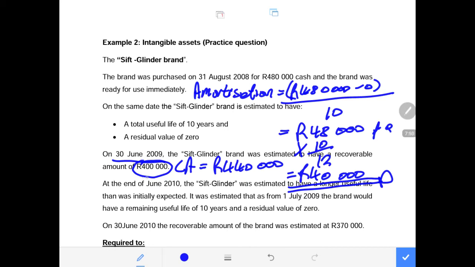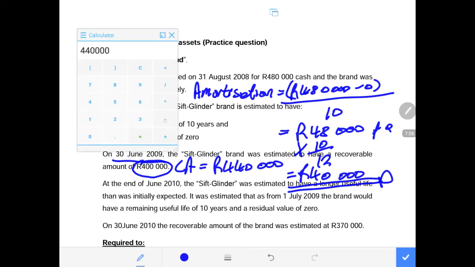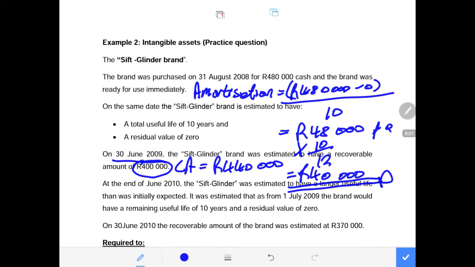So now we look at the carrying amount, we compare the carrying amount with the recoverable amount, and we can see that the recoverable amount is less than the carrying amount. Then the difference will be what we call impairment loss. So now that means the 40,000 rands will be an impairment loss.